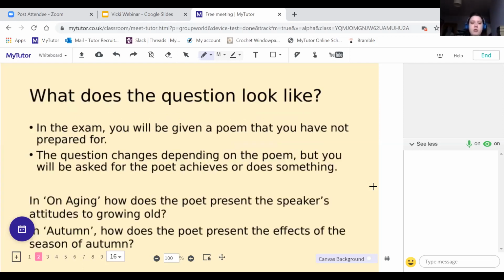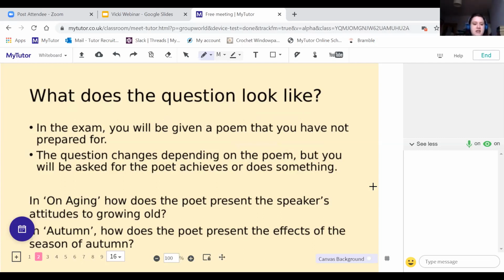So in terms of what a question looks like, in the exam you'll be given a poem that you haven't seen before. You're not prepared for it, you're on your own essentially with all the knowledge that you have built up over your GCSE teaching. So the question, as I said, changes depending on the poem, but it will always ask you how the poet achieves something or does something.